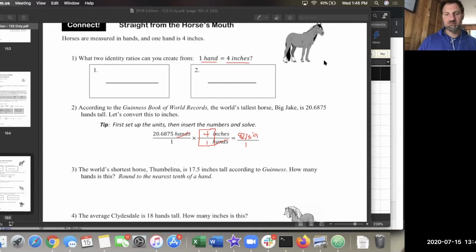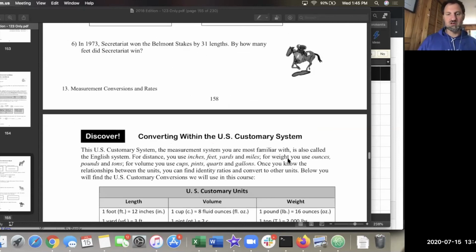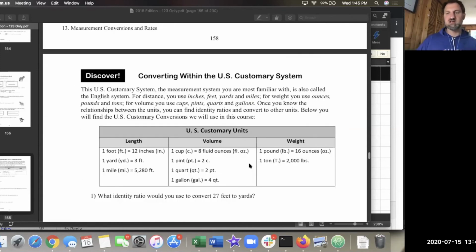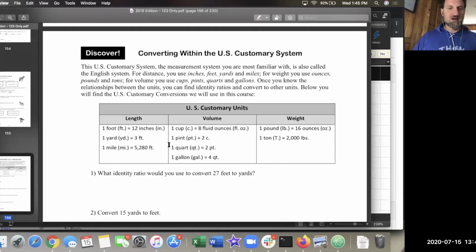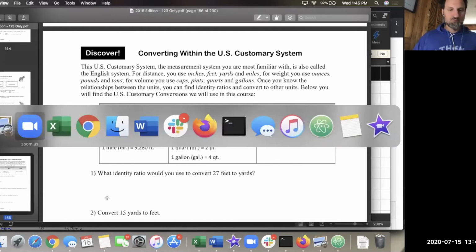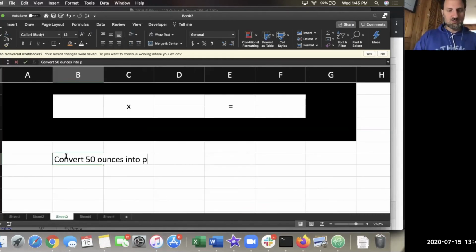Let's practice. Here, there's a formula sheet. These are some conversions. This is what you would find at the top of your formula sheet. You're welcome to follow along in the book, or you're welcome to just use your formula sheet. So let's say I need to convert 50 ounces into pounds.